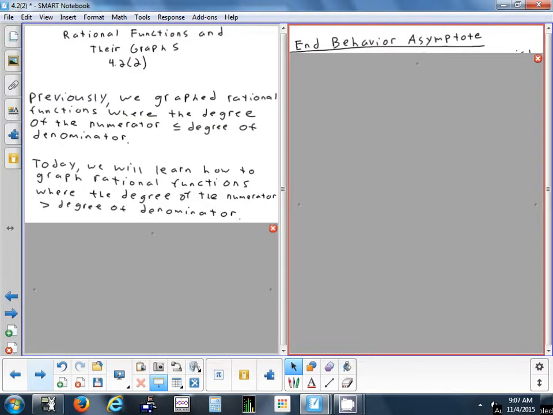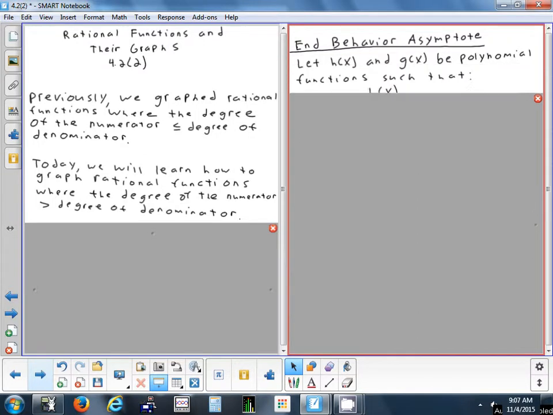So one thing that happens when the degree of the numerator is bigger than the denominator, we have this thing called an end behavior asymptote. This doesn't exist with the kind of problems we did yesterday. But with the ones we do today, it does.